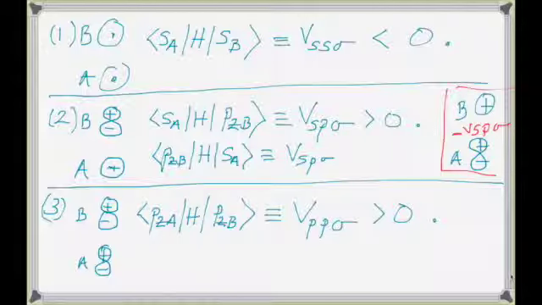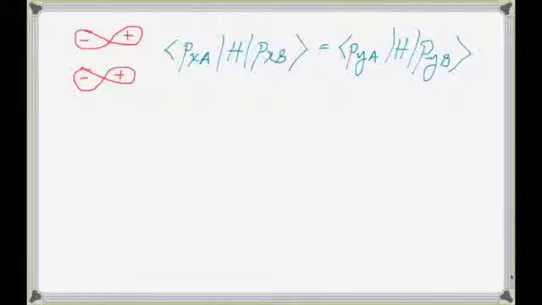Right, and over here on number 3, either way you do it, it's going to be the same thing. You've got a positive lobe facing a negative lobe. So that will always be greater than 0. And the last one, of course, is the pi bond, equal to V_pp pi.